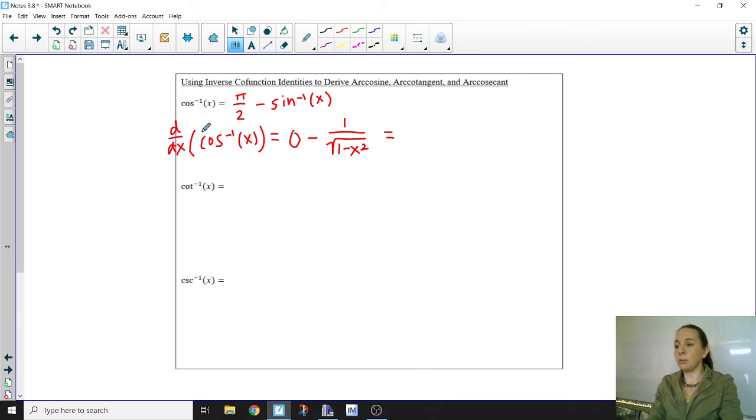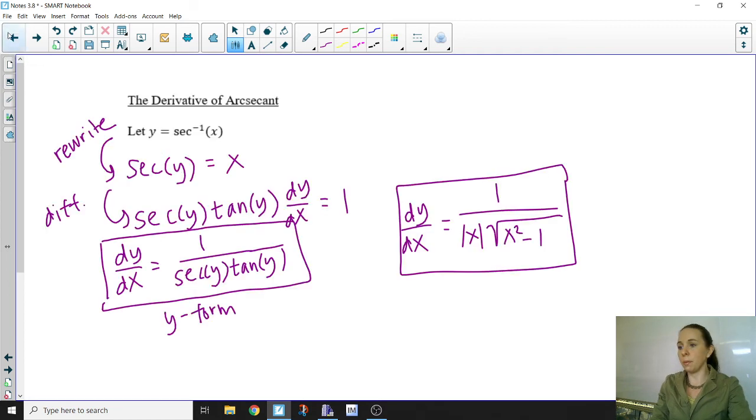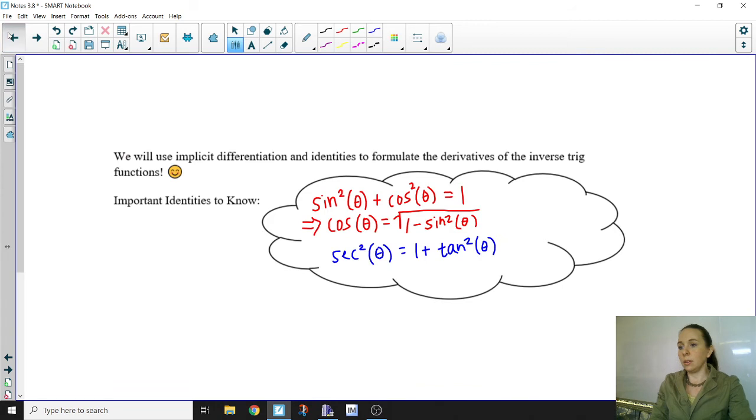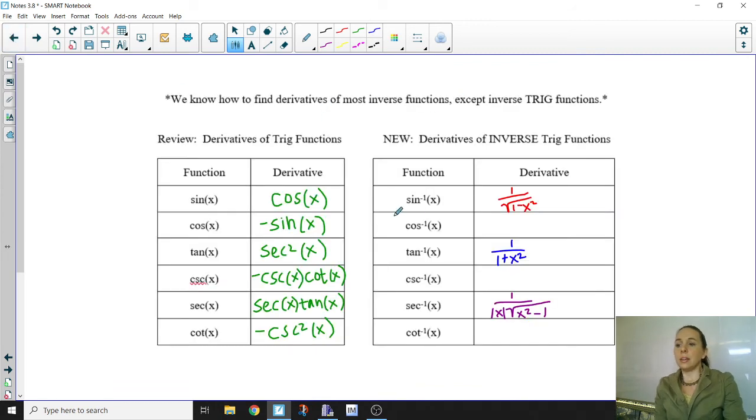So therefore, the derivative of the inverse cosine of x is just equal to negative 1 over root 1 minus x squared, right? 0 minus 1 is negative 1, and you have this denominator. Woo! That was not so bad. Let's fill that into our table. Here it is. The derivative of the inverse cosine is the same thing as the derivative of the inverse sine. It's just negative.